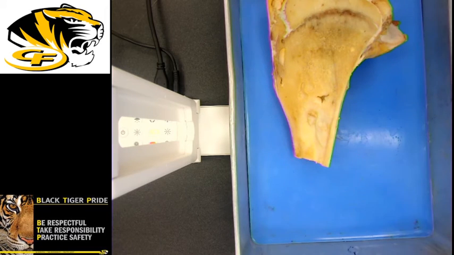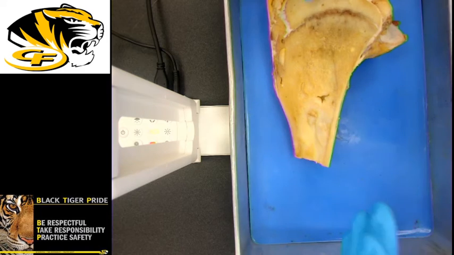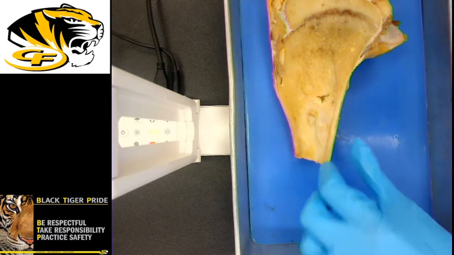It's really good at making the bone strong and protected, but it's not flexible as far as twisting goes. So the bones are very, very strong. They're good at absorbing shock, but they don't handle twisting forces very well.